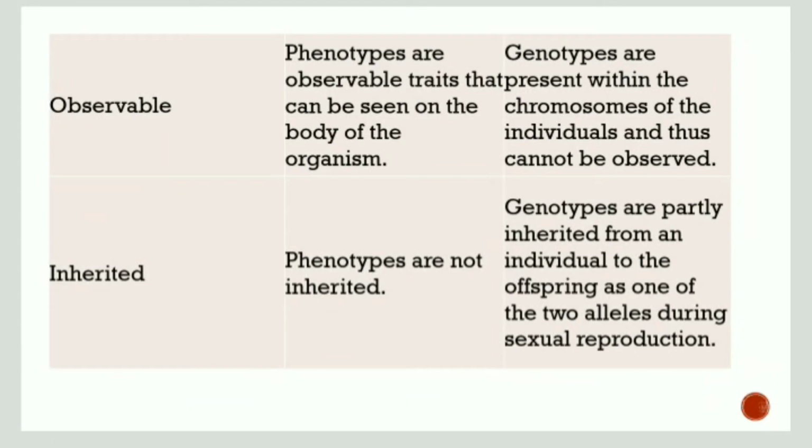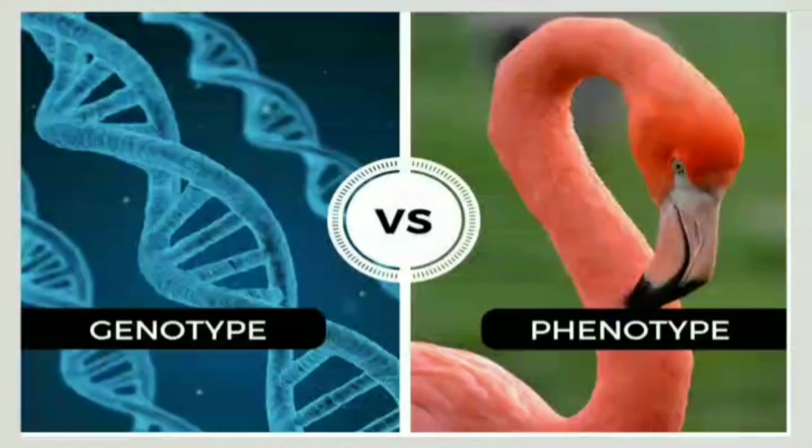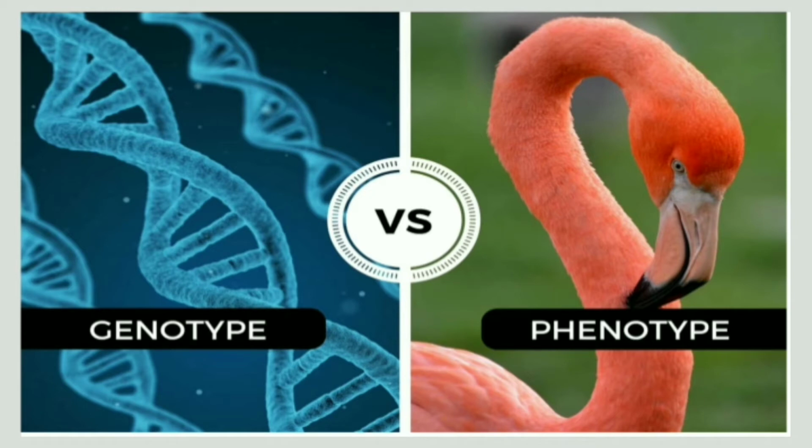So on the basis of the observable, let us differentiate phenotype with genotype. So phenotypes are observable traits. As we discussed earlier, phenotypes are observable traits, whereas these genotypes are present within the chromosomes and hence they cannot be observed. So phenotypes are observable, whereas genotypes are not observable. So, phenotype is the observable trait of an organism, whereas genotype is the genetic makeup.